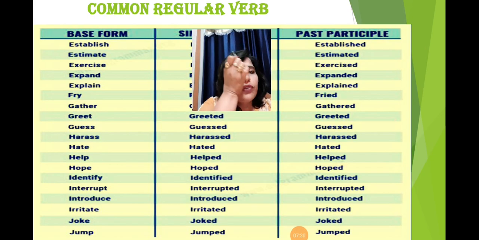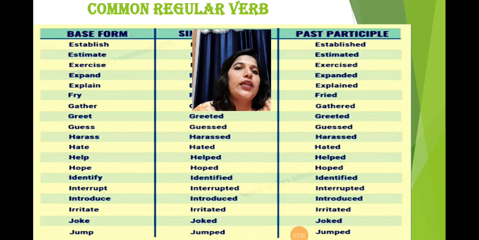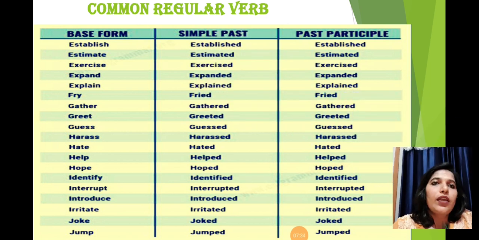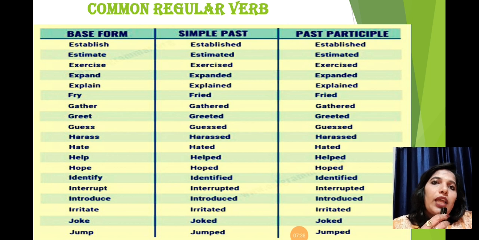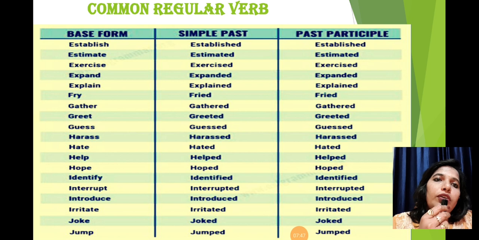Here a few common examples are given for the regular ones. Regular verbs: establish is changed into established, established. Estimate is estimated, estimated. Expand is changed into expanded, expanded. So the rest you can pause the video and read further.